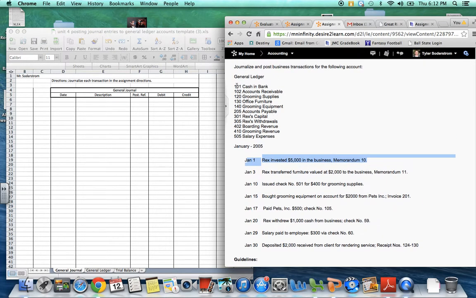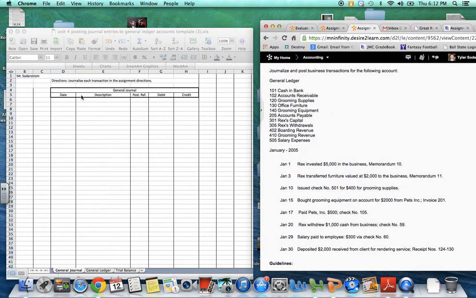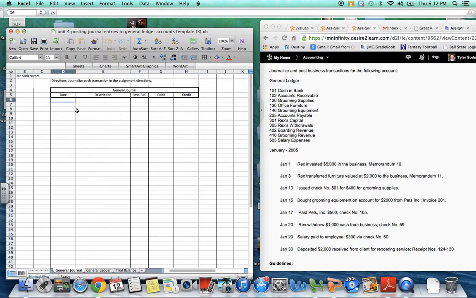So looking at my accounts, I can see that this is going to affect the cash and bank account and Rex's capital. So over here on my Excel spreadsheet, I'll fill in the date first. So this is on January 1st. I only need to fill in the date on the first line of my transaction. In the description column, and really this should probably just be titled account title, you don't really need to describe the transaction. All you need to do is put in the accounts that are affected.